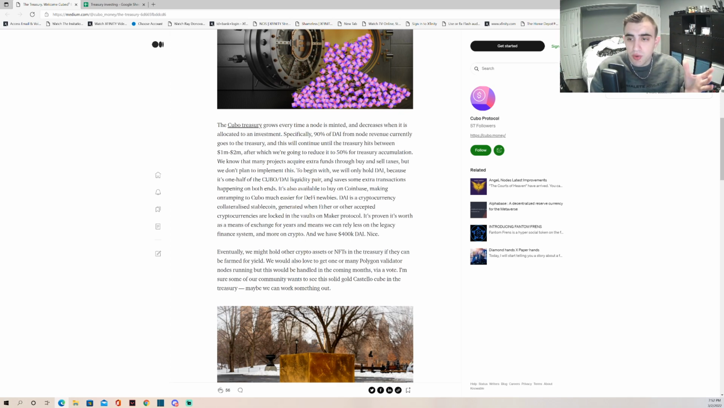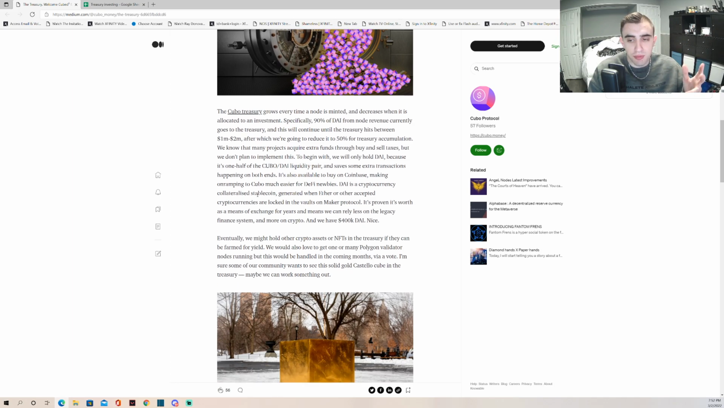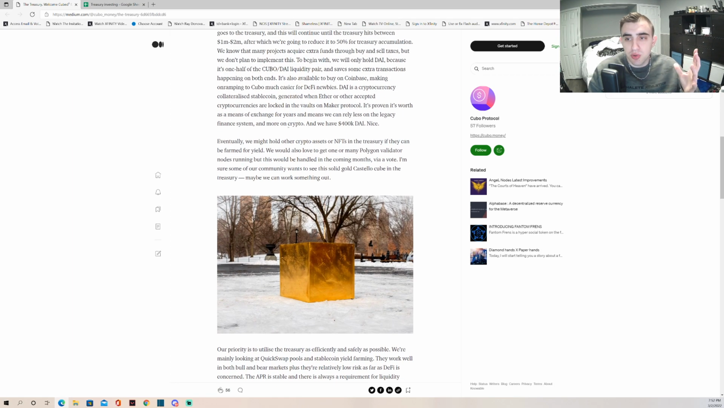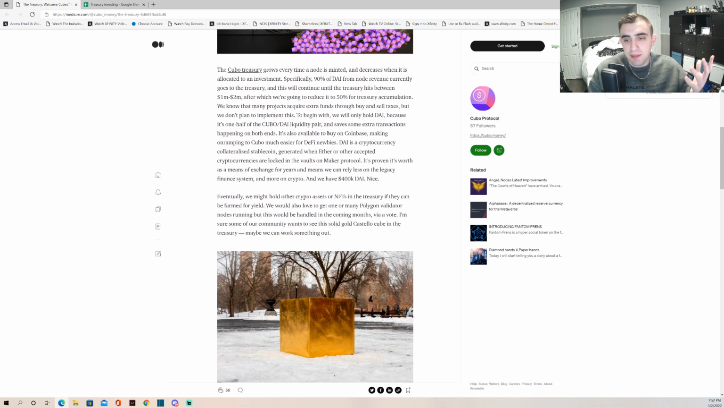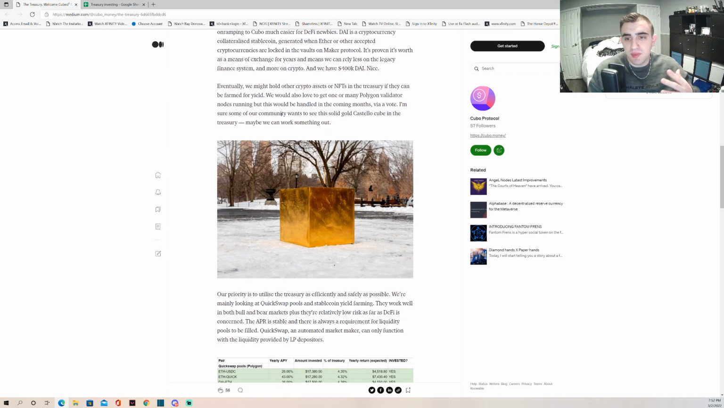To begin with, we only hold the stablecoin because it's one half of the Cubo liquidity pair and saves some extra transactions happening on both ends. It's also available on Coinbase, which makes it easier for the DeFi newbies that are coming over. Also, we have 400,000 in the stablecoin, which is awesome to see. They also said that maybe they would get some different farm yields and some other NFTs to throw into the treasury, which I think is all great.